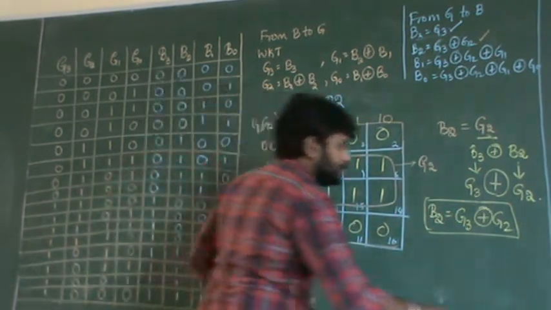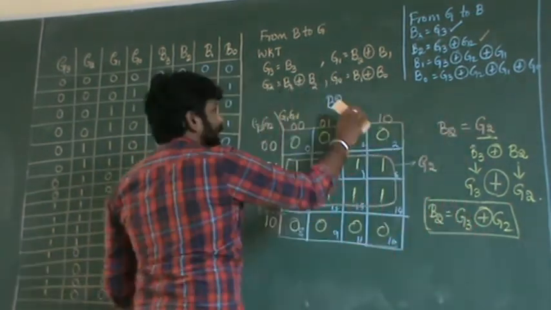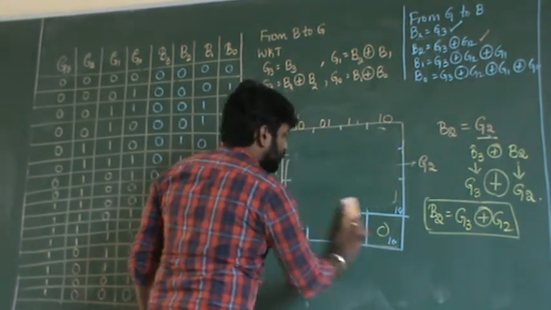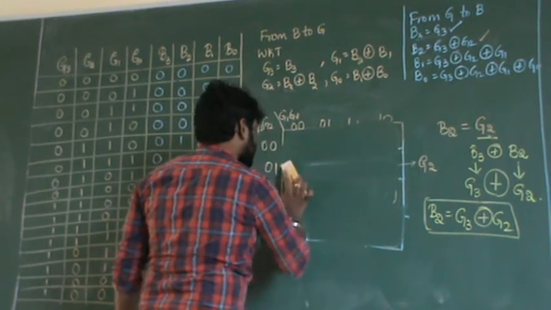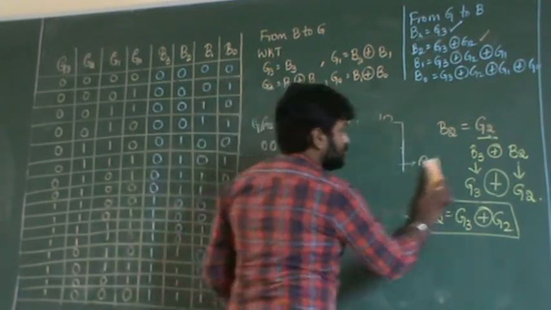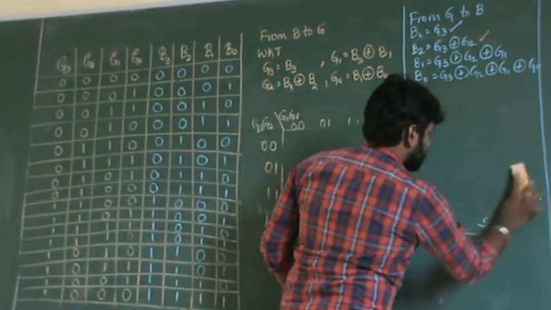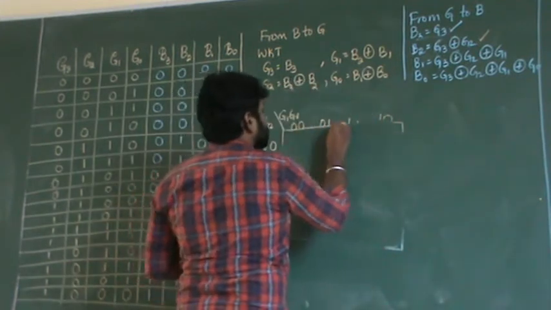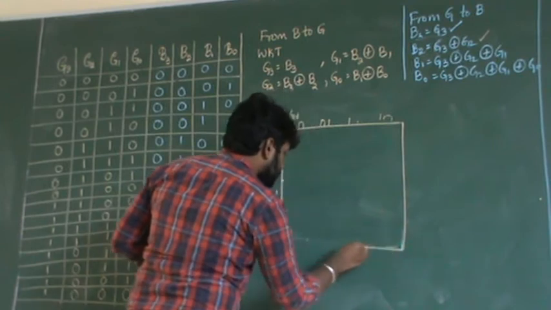Okay? Fine. So now you write down the K-map for B1. Write down the K-map for B1, all of you. The same concept holds good. Don't be confused.